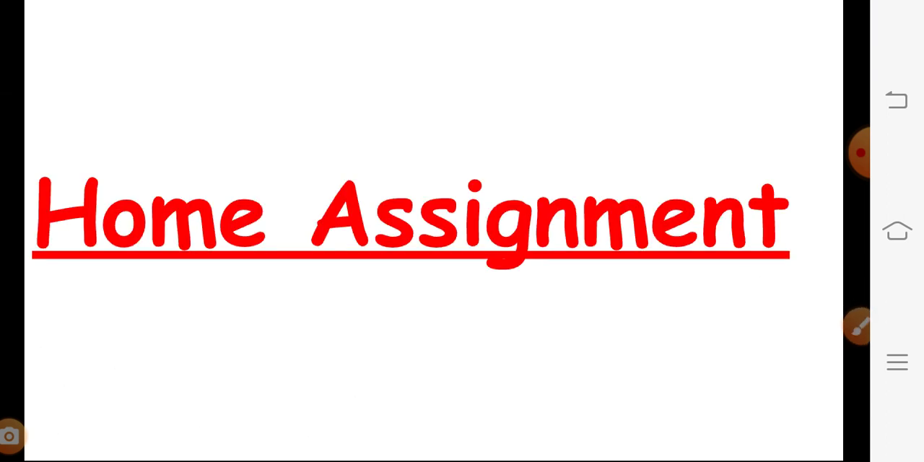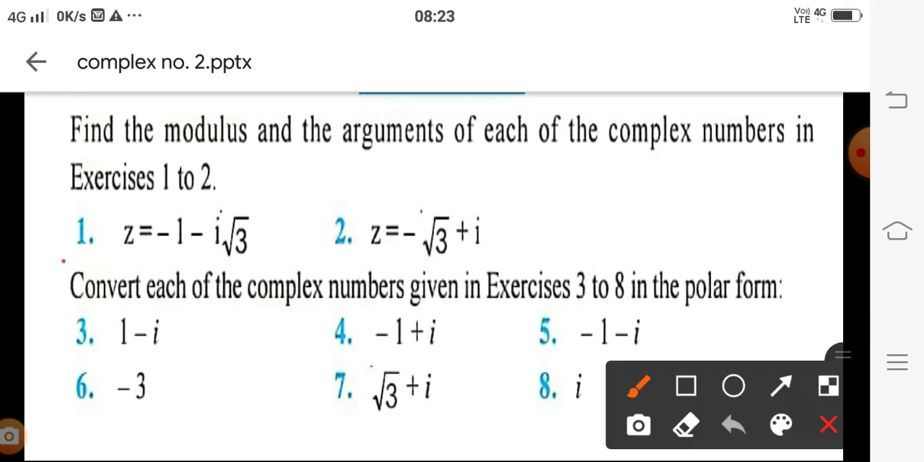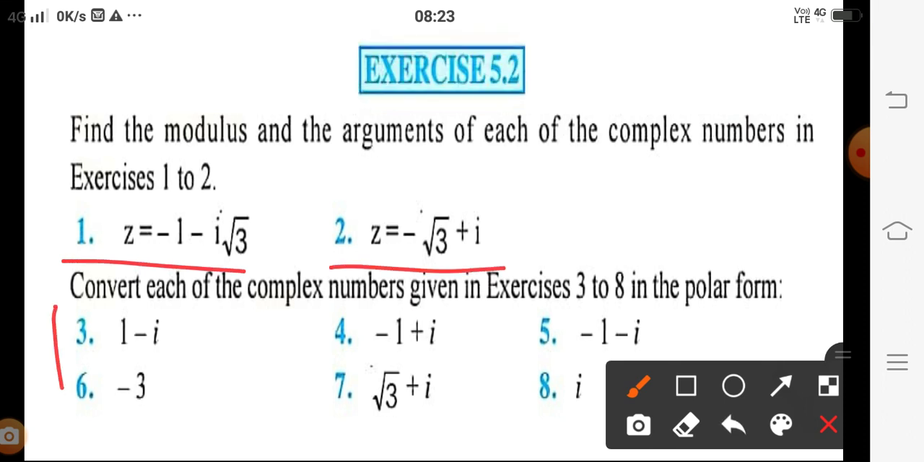Then on the basis of this you are able to solve some questions from exercise 5.2. In the first question you have to find the modulus and argument, and in the second question you have to represent these in polar form.